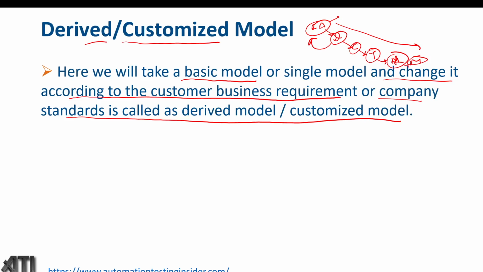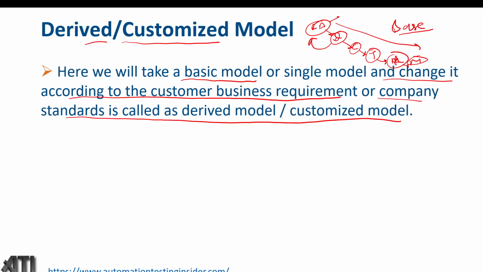Now you can see what we mean by derived model. We have a spiral model which is derived from waterfall model only. This is our traditional model or base model, guys. If you remember, I have already spoken about waterfall model, spiral model, V model. If you haven't watched those videos, please go and watch them. I have provided the link to the complete playlist in the description box of this video.